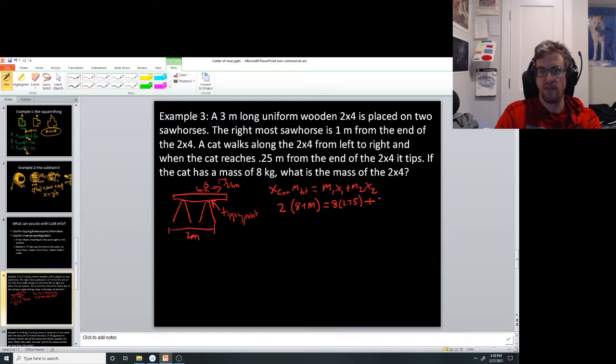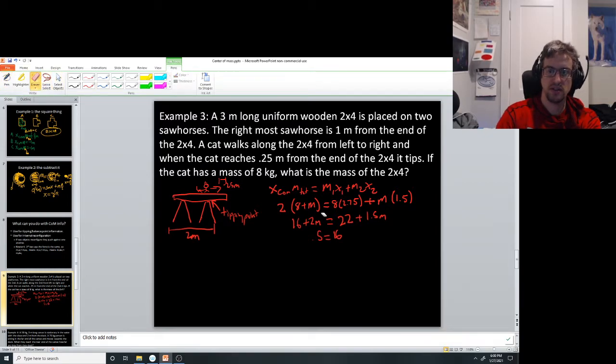Plus, then we have the mass of the beam, which we don't know. That's M. And where's the location of the beam? We're measuring from the left end, and the beam is symmetric, so we can say it's at the middle, so 1.5. Now we solve. 16 plus 2m equals, what does that come out to be? 22. Plus 1.5m. 0.5m equals 6. Not 16. Equals 6. Actually, I need an m there.